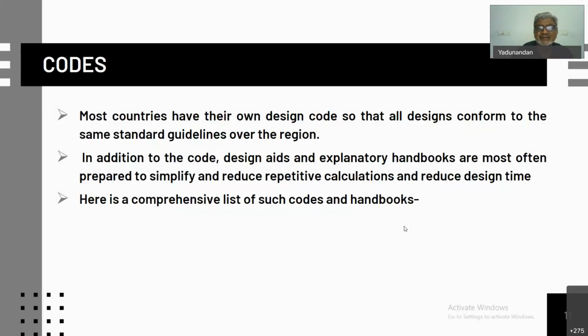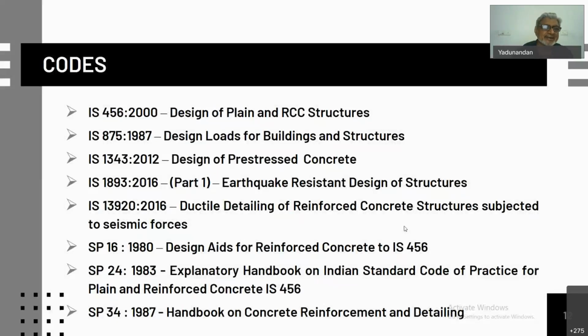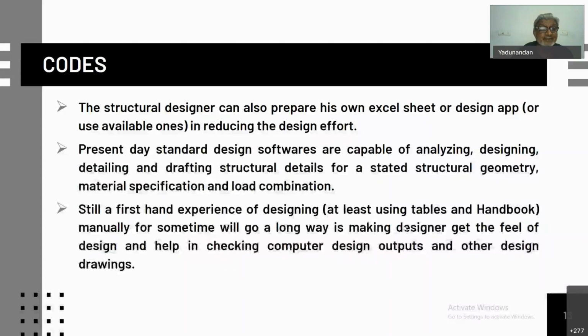Here is a comprehensive list of such IS handbooks. As you may be familiar, during your study you must have referred to them constantly, also for the exam. IS 456 for concrete, 875 for loads, 1343 for PSC, 1893 for earthquake resistant design, 1390 for ductile detailing, SP16 design aids for 456, SP24 explanatory handbook for 456, SP34 concrete reinforcement and detailing, SP3370 for the design of water retaining structures. So these are a few ones. The structural designer can also prepare his own Excel sheet or design app, keeping all this information together, in reducing the design effort.